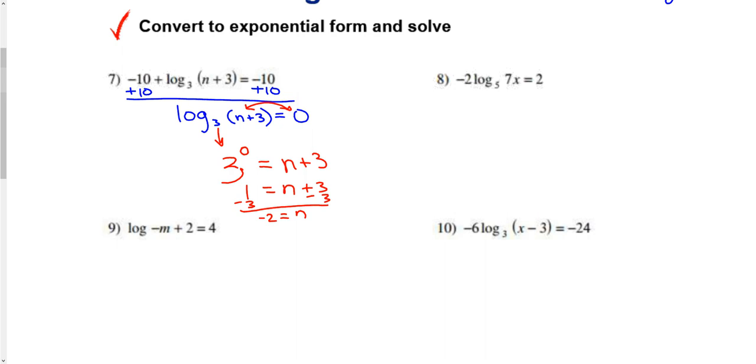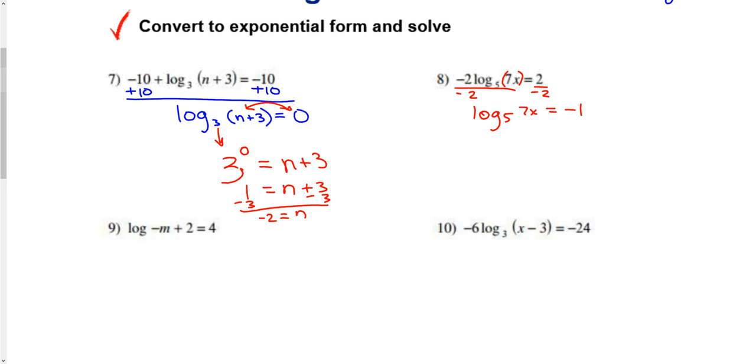Let's do number 8 together. What do I need to do first in number 8? We can't have any numbers that are not inside the log. When I say inside the log, I'm talking about this right here. So the negative 2 is not inside, so I need to get rid of that. So I divide by negative 2 first. So I have log base 5 of 7x is equal to negative 1.